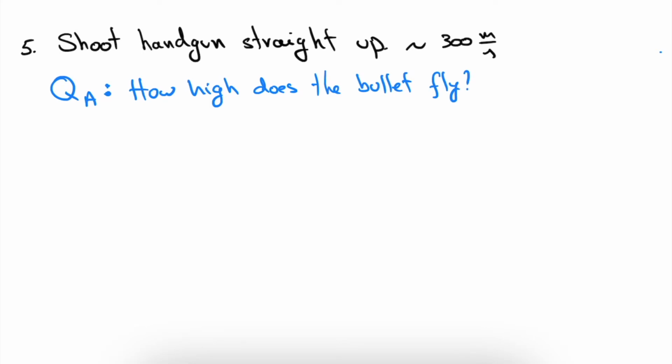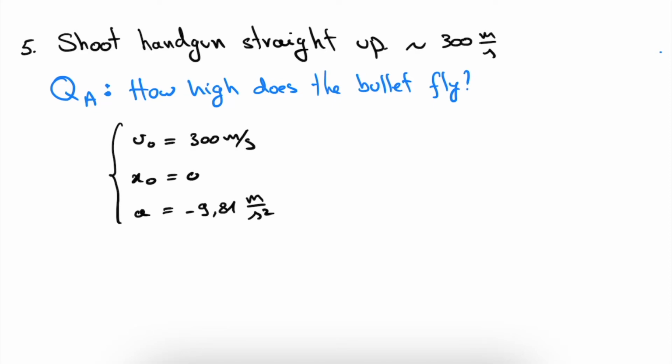Again, what are our givens? Well, we know that v0 is 300 meters per second. This is the typical value of a bullet leaving a handgun. We know x0 is equal to 0. We know that our acceleration is just the acceleration of gravity, which is minus 9.81 meters per second squared. So this is basically what we know. Now, if we start with the formula, so x of t is equal to x0 plus v0 times t plus 1/2 times the acceleration times t squared.